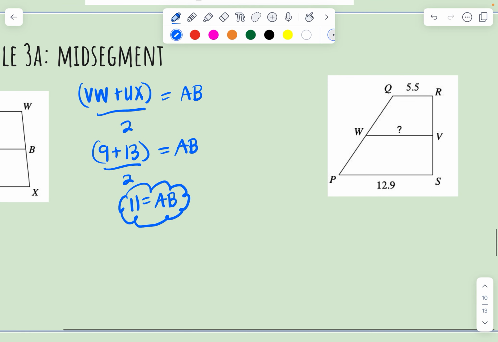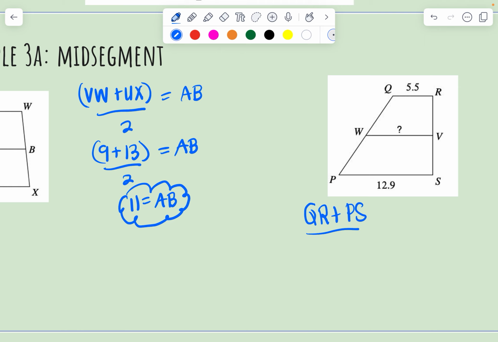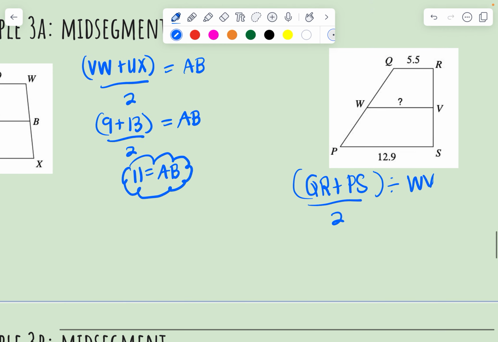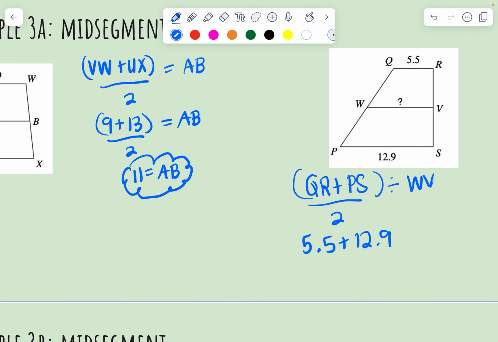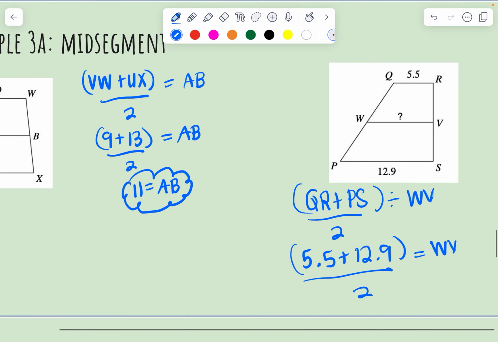Let's look at this one, same type of problem. We know QR plus PS divided by 2 is going to give us WV. So plugging in what we know, 5.5 plus 12.9 divided by 2 equals WV. 5.5 plus 12.9 is 18.4. And if we divide that by 2, we get 9.2. So WV is 9.2.